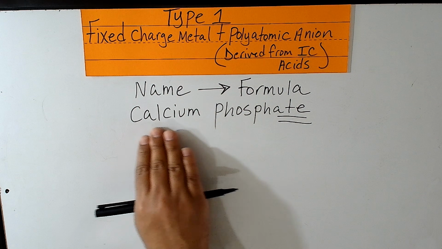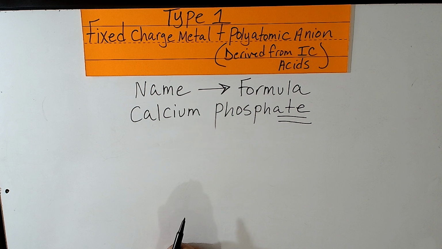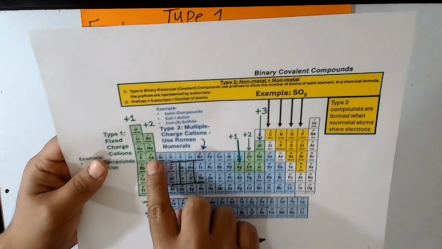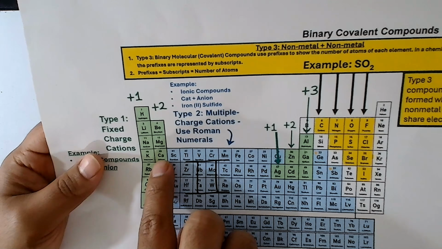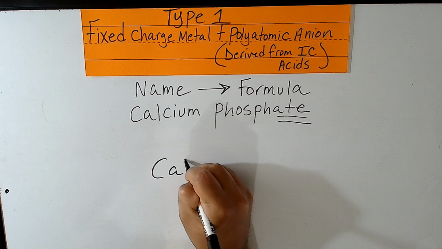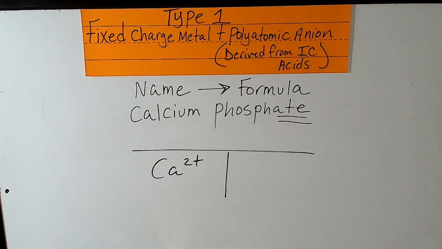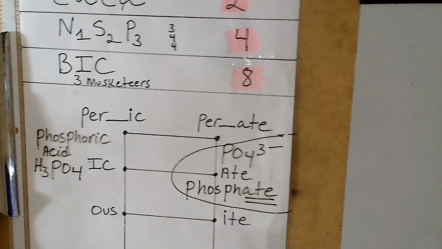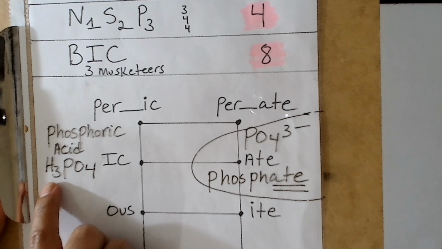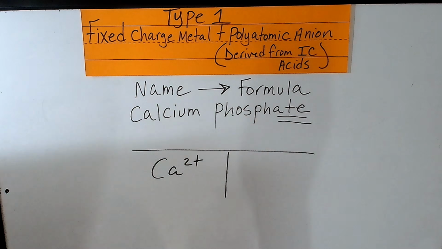Okay, so now we're starting with the chemical name, and we need to find the chemical formula. The first thing is to write the chemical symbols and their charges. I see calcium. Calcium is found in column 2, and it has a +2 charge. Phosphate derives from phosphoric acid. Phosphoric acid donates 3 hydrogen ions and it becomes PO4 3-.